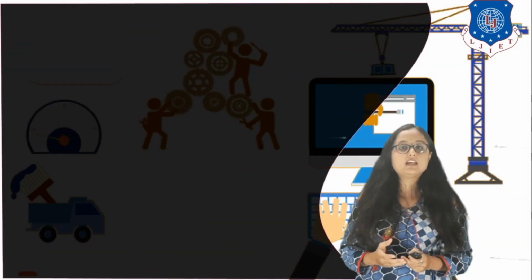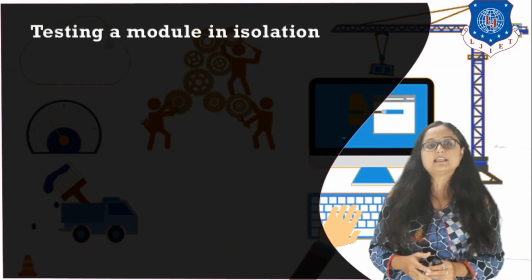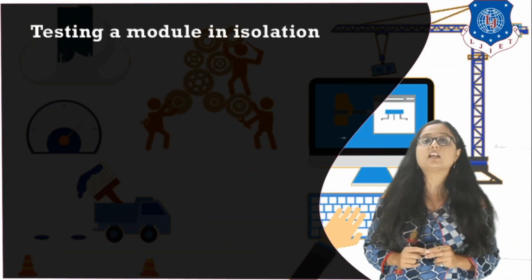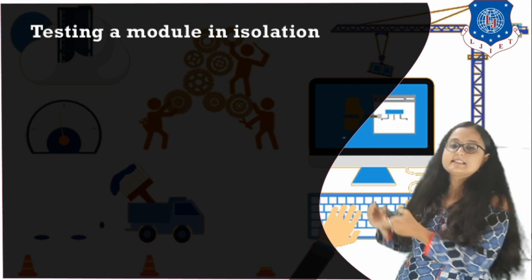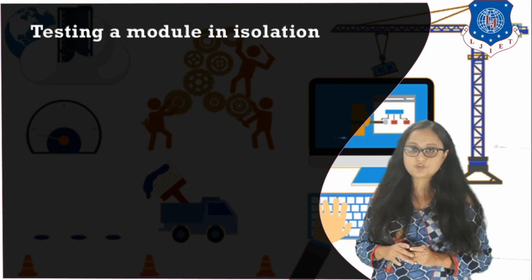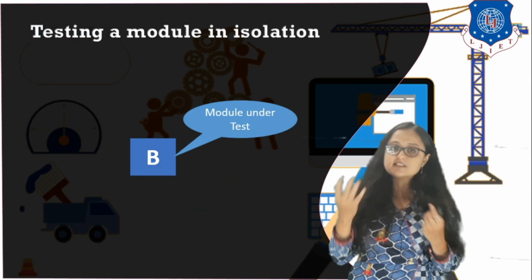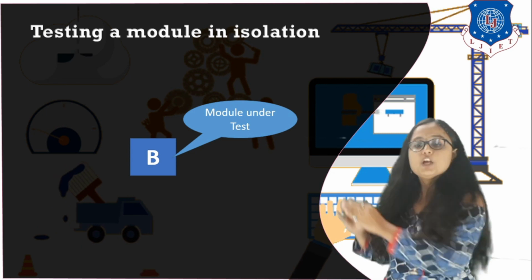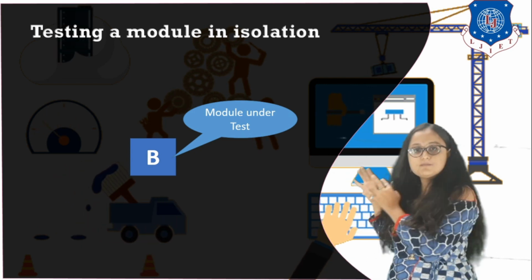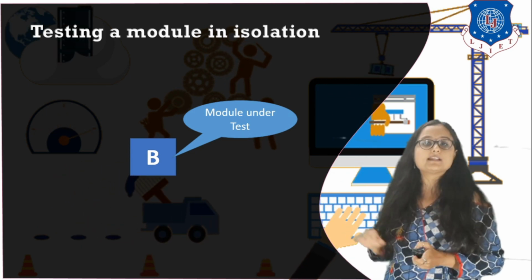The next thing is, we said that unit testing is basically testing a single unit. So you are basically testing a module in isolation, right? Now let us consider this is one module B. So this is completed. If you are a developer, you have already developed this module and this is the module under test. So you need to unit test this module.